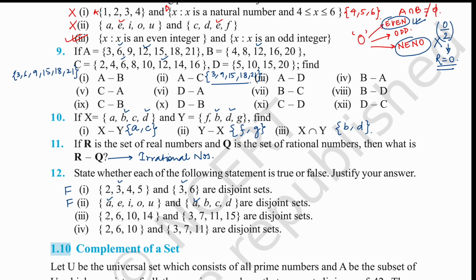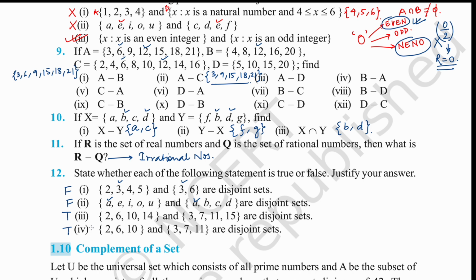Here you have 2, 6, 10 and 14. Here you have 3, 7, 11 and 15. Clearly no element is common between the two sets. So yes, these two are disjoint sets. Here also, if you can see, none of the elements between the two sets are common. So this is also a pair of disjoint sets.